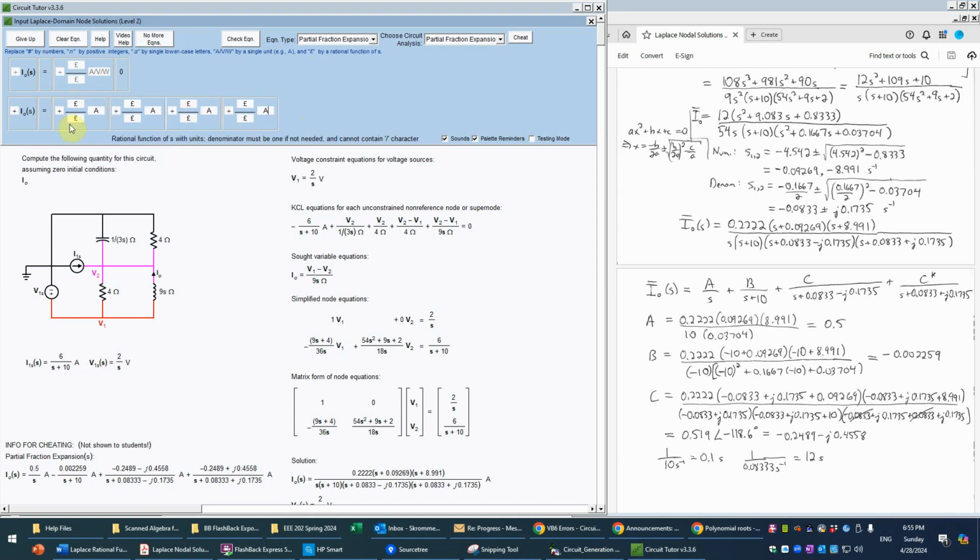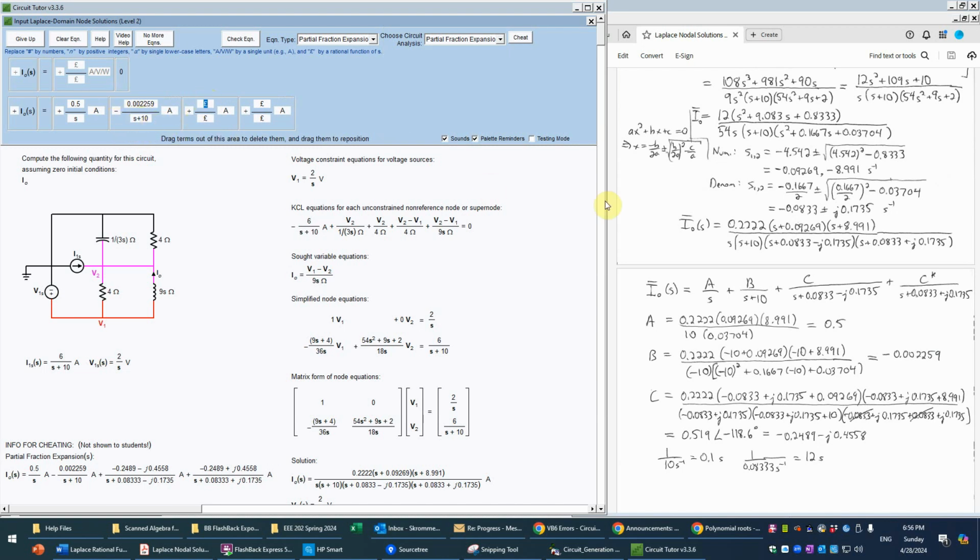And then the first term is just the 0.5, and that's over S. And then the second term, the B term, is, well, I'll put the minus sign out front, I guess. It doesn't really matter, but I can do that. And then 0.002259, make sure we got all the correct digits. And that'll be the S plus 10. And again, we don't need parentheses in this case because we have separate text boxes for the denominator.